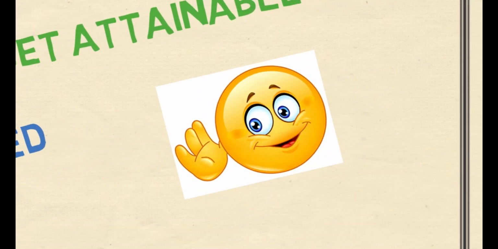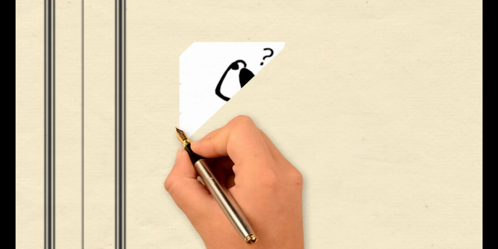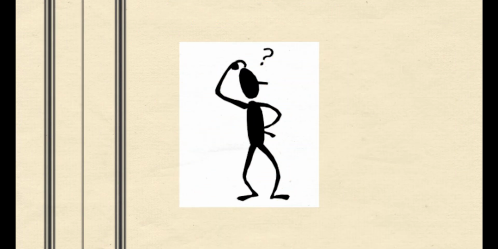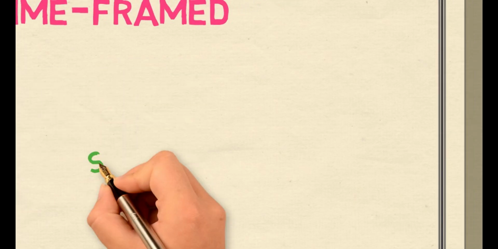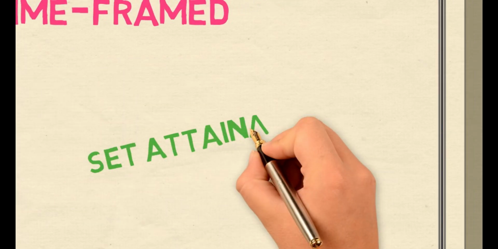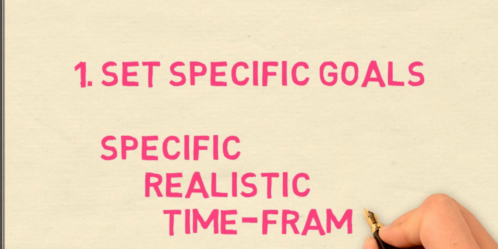Suppose you aim to learn 25 or 30 new words daily. The achievement is dubious, it's uncertain. But if you think to learn these 30 words in 7 days or in a week, it sounds certain. You can practically achieve this goal. So, the first step is to set specific and realistic goals.